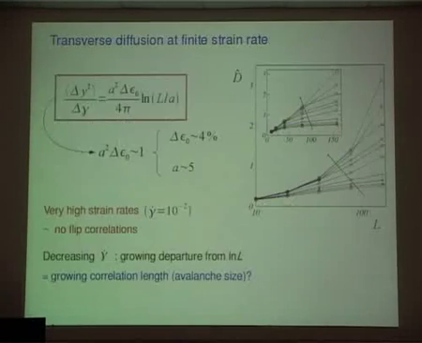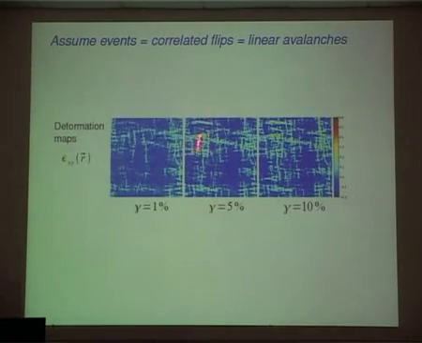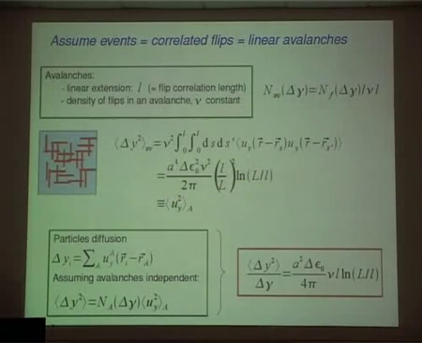Now, it also tells you that if you go to low strain rates, you must have correlations between the sources of plasticity, between these elementary events. Therefore, you must have avalanches. So we look again at this pattern, and to make things simple, we'll think of these flips as just linear objects of a given size L. And we just go along essentially the same calculation.